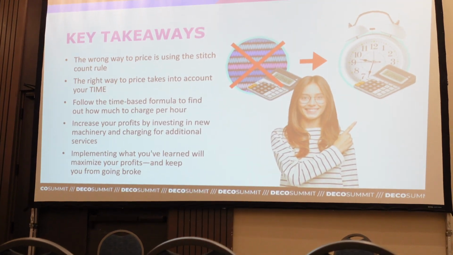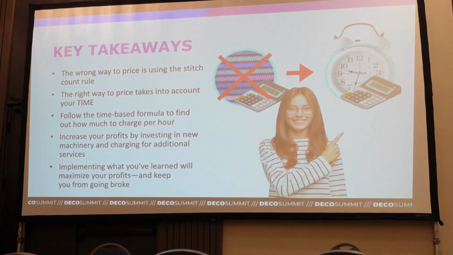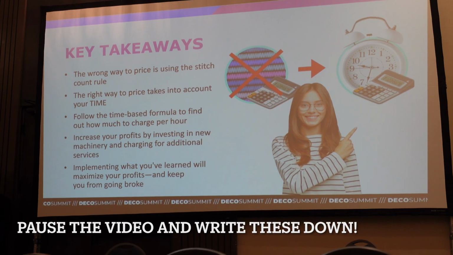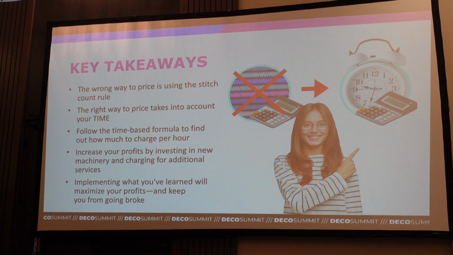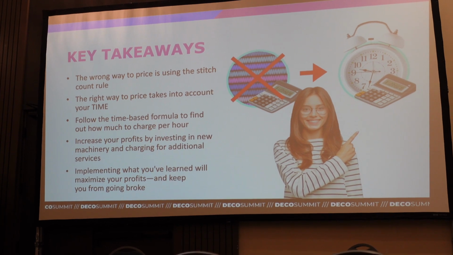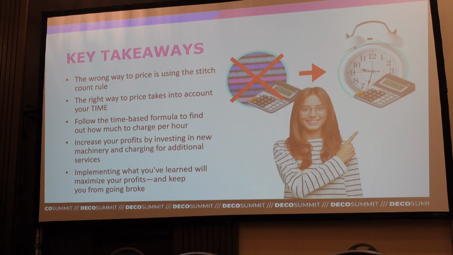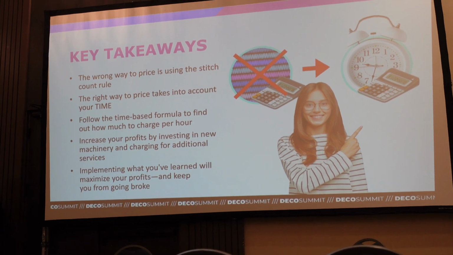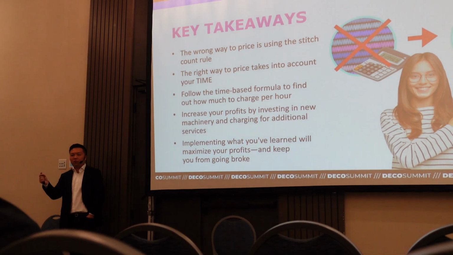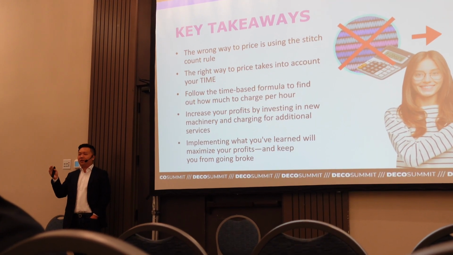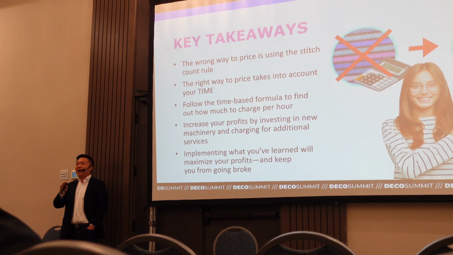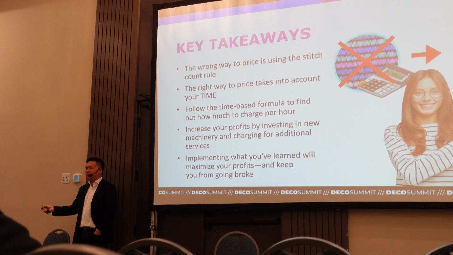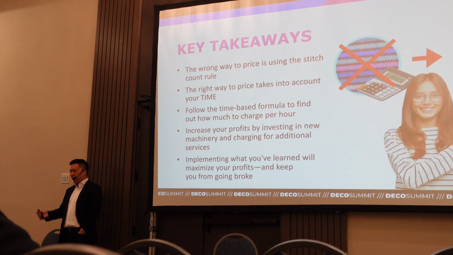All right, so these are the key takeaways. The wrong way to price is using the stitch count rule. I hope I've made that clear. And if there's a similar rule in screen printing, I don't know what it's called, but I've heard people talking about blanket, one-size-fits-all rules for other verticals of apparel decoration. I call it the stitch count rule, and it's prominent in embroidery. I'm sure it's the same in direct to garment and other things. So don't use these blanket rules when they don't take into account time, because across all the decoration methods, whatever you're doing, the common denominator is time. I hope I made that clear.